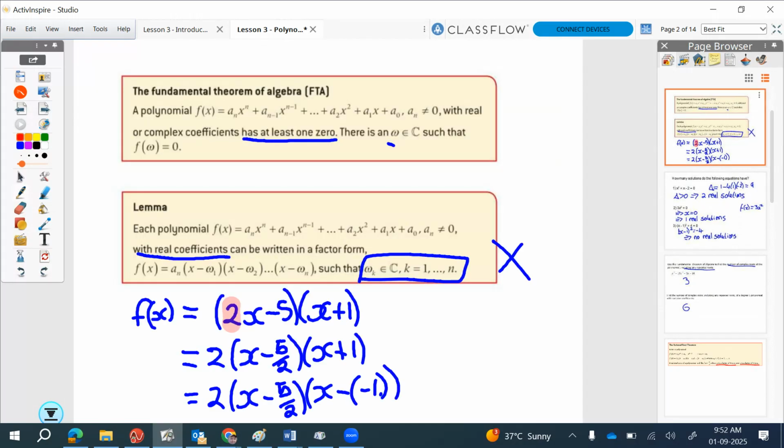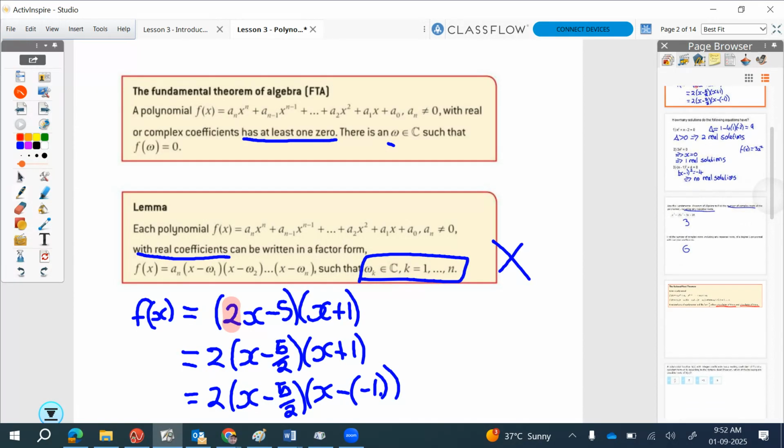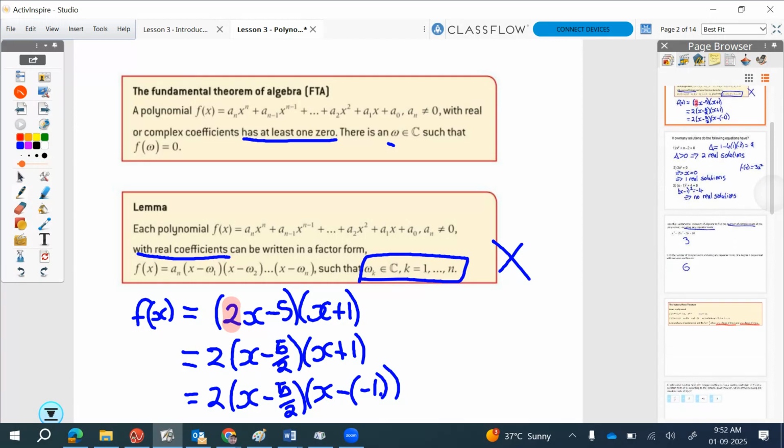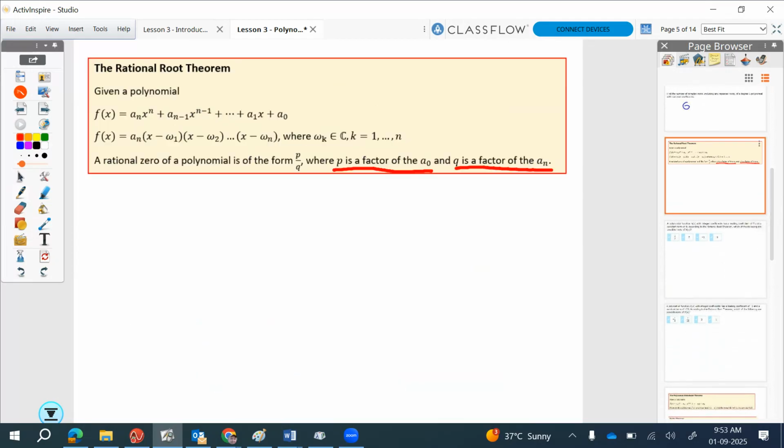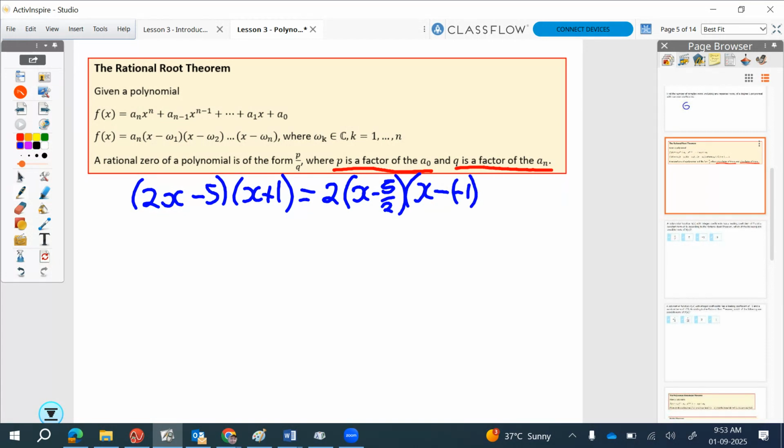So let me come back to this one. We led in with this one, 2x² minus 3x minus 5. And I said that we could write this one as (2x minus 5)(x plus 1), so the rational zeros of this one are 5 over 2 and negative 1.